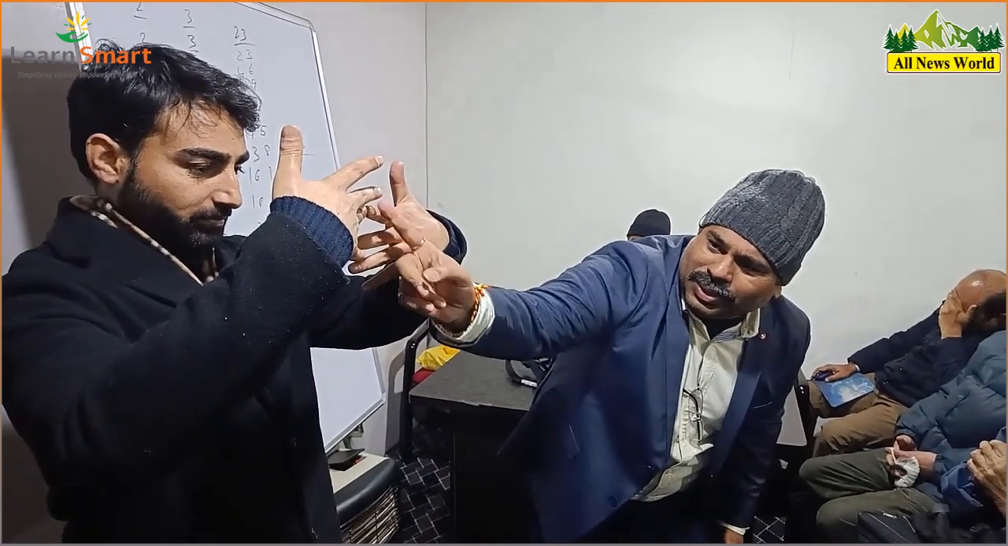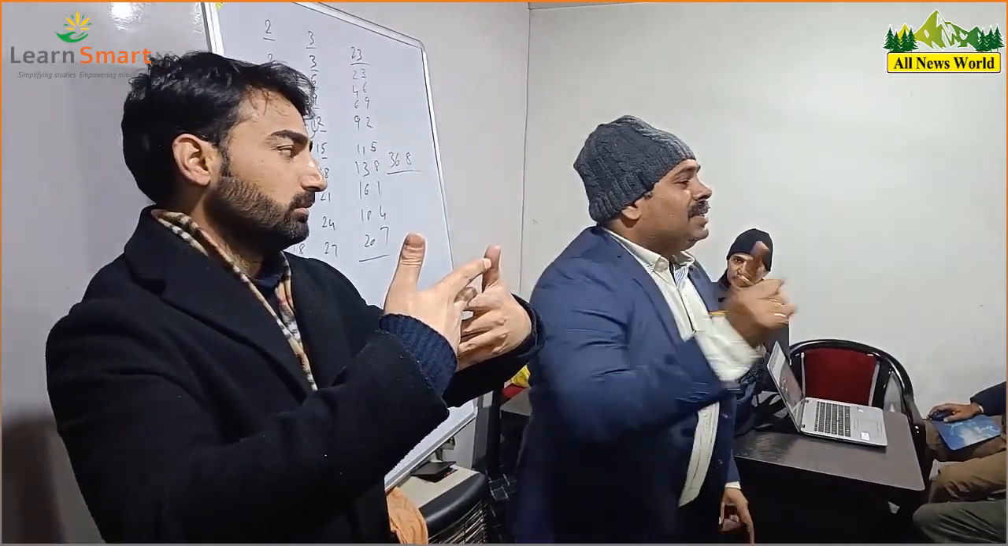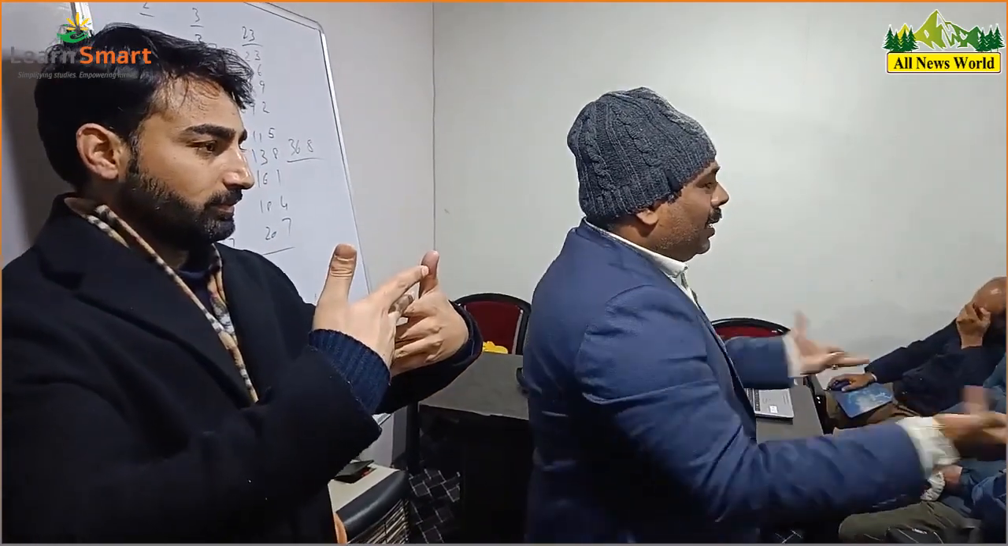So now see 1, 2, 3, 4, 5, 6. 6 means 60. This side 3, this side 1. 3 ones are 3. Answer is done. All tables are in our hand only. Why should we learn? Every child can see like this and can write whenever required.